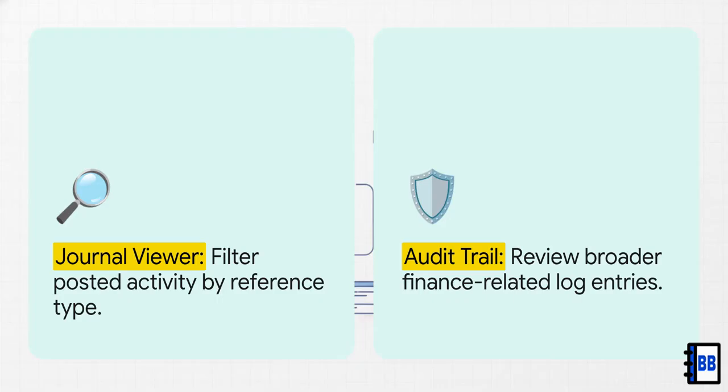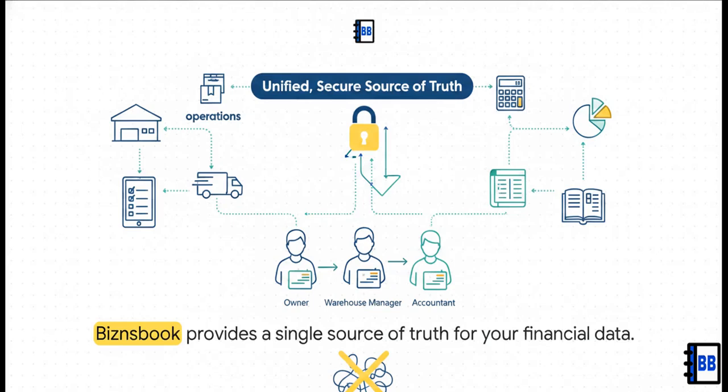Now, to ensure complete traceability, Biznsbook arms you with 2 distinct auditing tools. Think of the Journal Entry Viewer as your microscope. It lets you filter by reference type so you can see exactly what ledger lines the system posted for a specific goods received note or sale. Meanwhile, the audit trail is more like your macro view, letting you monitor user actions and broader configuration changes to maintain total, secure oversight.